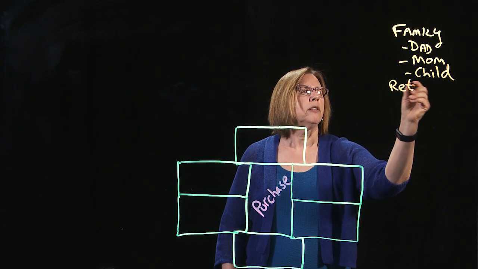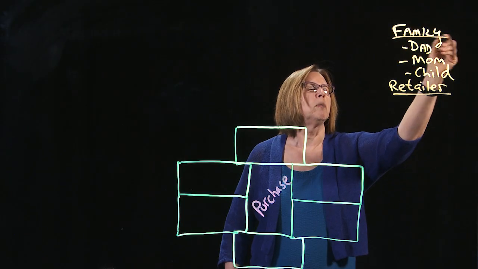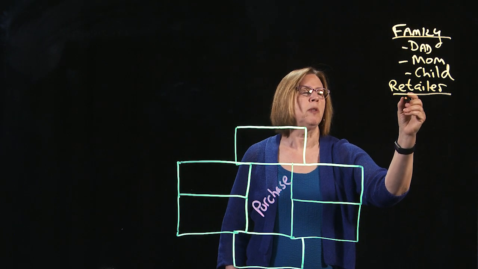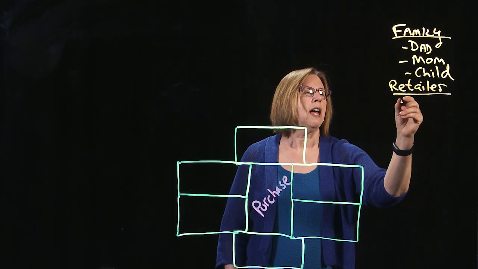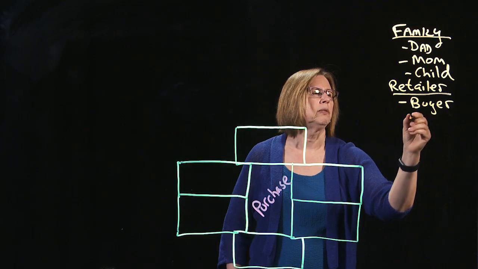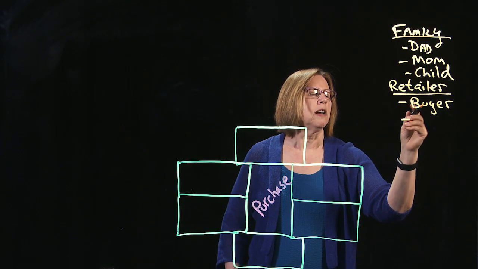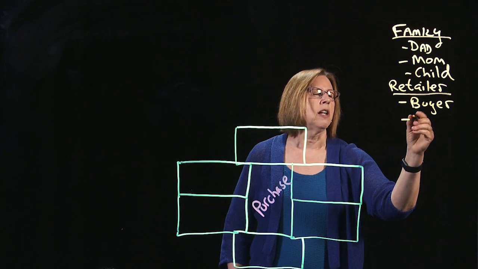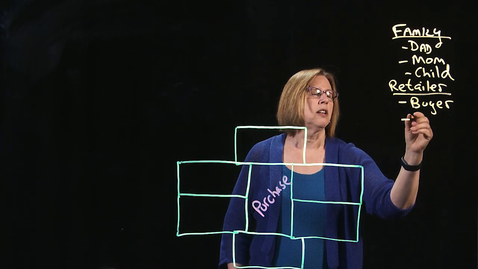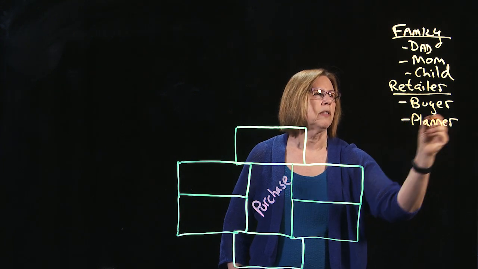There's the retailer, the place where the family is buying the food. And in that case, you might have a couple of different players. You might have a buyer at the headquarters, and you might have somebody that's laying out the store plan or the store layout that determines the positioning of the product. So I'm going to use the term the planner for that.